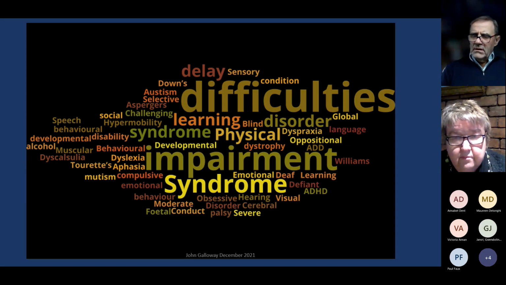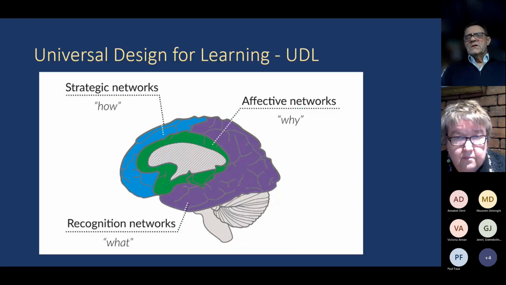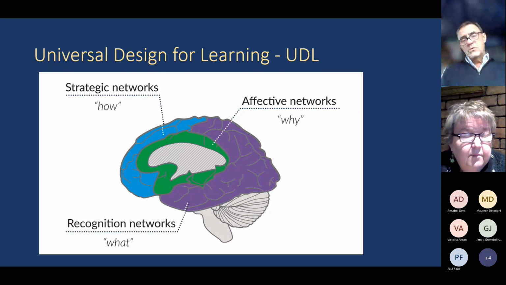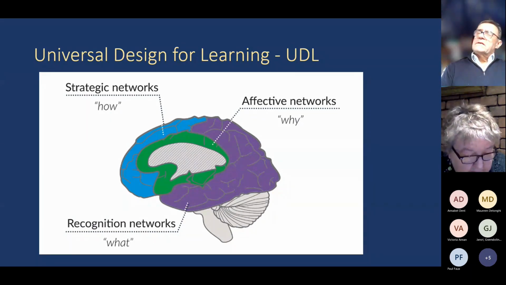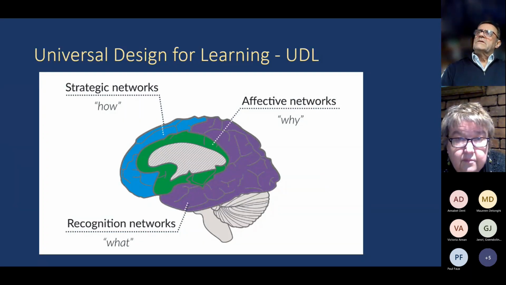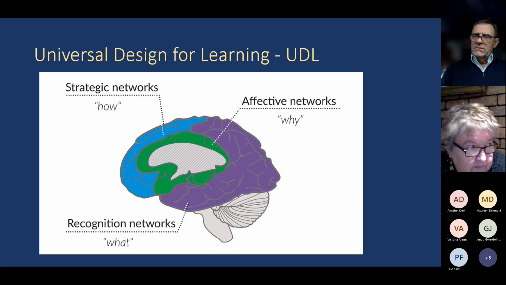And what UDL does is it turns it around and says that we create environments, we create approaches within which those needs can be met. And we'll see what I mean by that in a minute. So UDL, as I say, came in from architecture, but there is an element of neuroscience behind it. So it has three strands. It has the how of learning, the why of learning, and the what of learning.